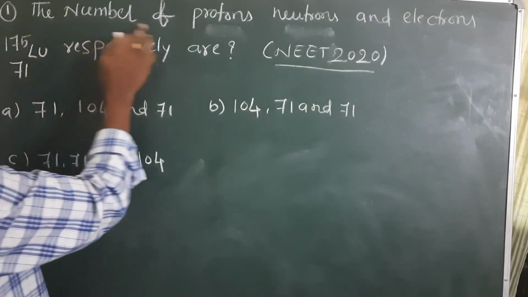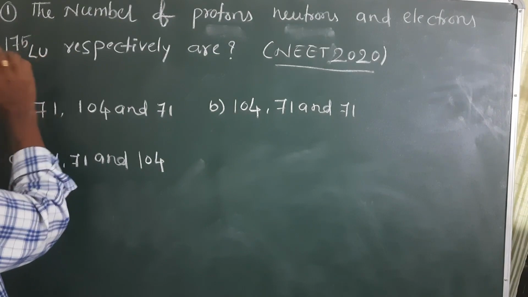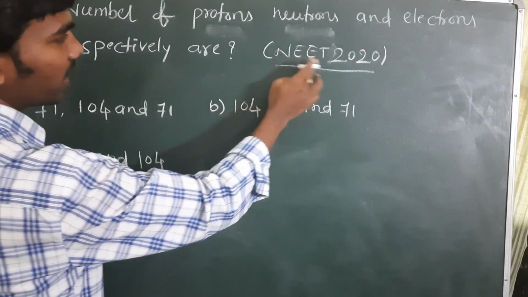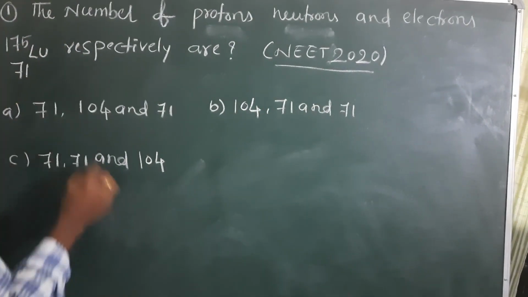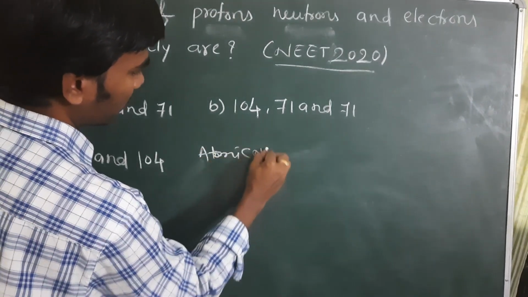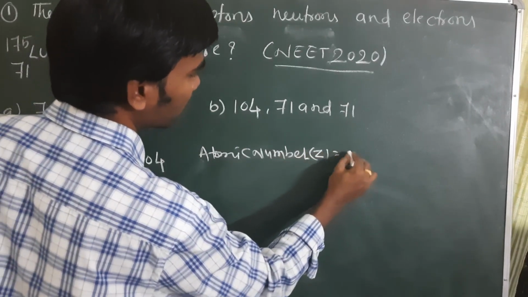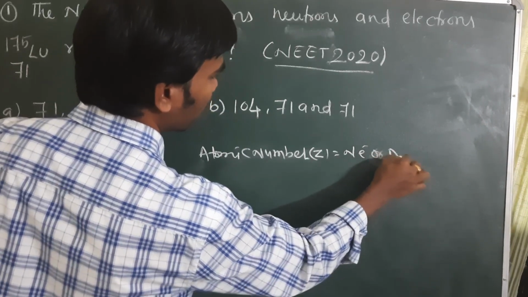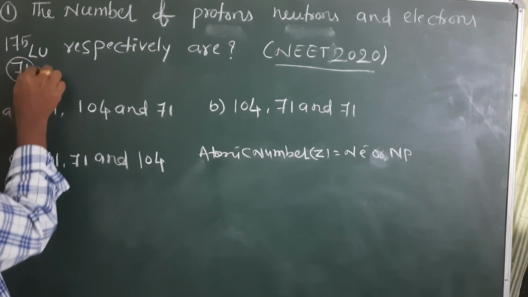Next question, the number of protons, neutrons and electrons in 71 lutetium 175 respectively are. This is a simple question, but it was given in NEET 2020, so I have taken it. Here, atomic number is nothing but what? Atomic number we can represent with Z. It indicates the number of electrons and the number of protons. So the number of electrons or protons means this one, right?